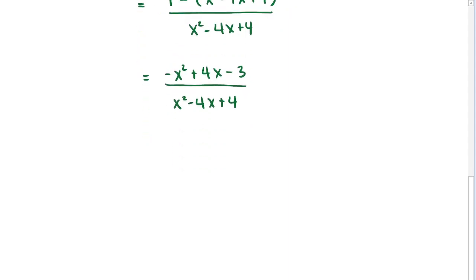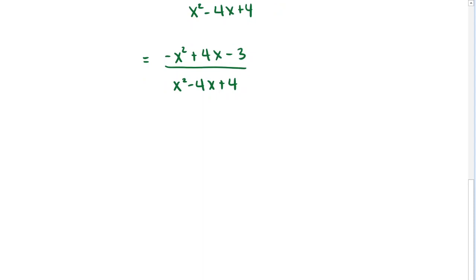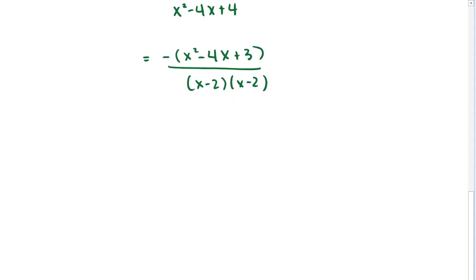And then sometimes these kinds of fractions can reduce a little bit. And in order for us to identify whether or not they can reduce, we ought to factor the numerator, factor the denominator, and see if there are any common factors. And so I'm going to factor out a negative sign from that numerator. To factor out that negative sign, I need to factor out a negative sign from every term. So I've got minus x squared minus 4x plus 3 over, and then here, the denominator, we saw that's really the same as x minus 2 times x minus 2. And so the numerator can be factored further as x minus 3 times x minus 1.